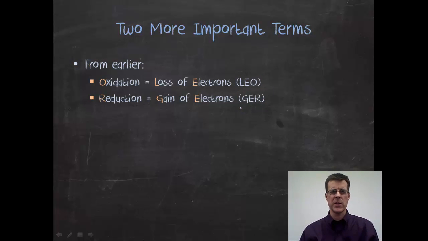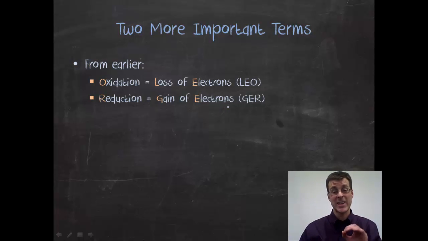Your textbook, I think, says LEO says GER, or LEO the lion, or I've known people talk about LEO was German. If that helps, great. If a little story helps you keep track of things, fantastic. If not, you still need to know that loss of electrons is oxidation, the gain of electrons is reduction.